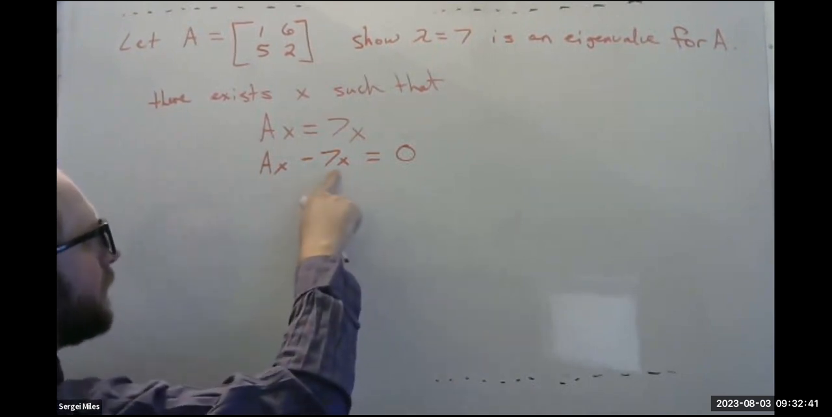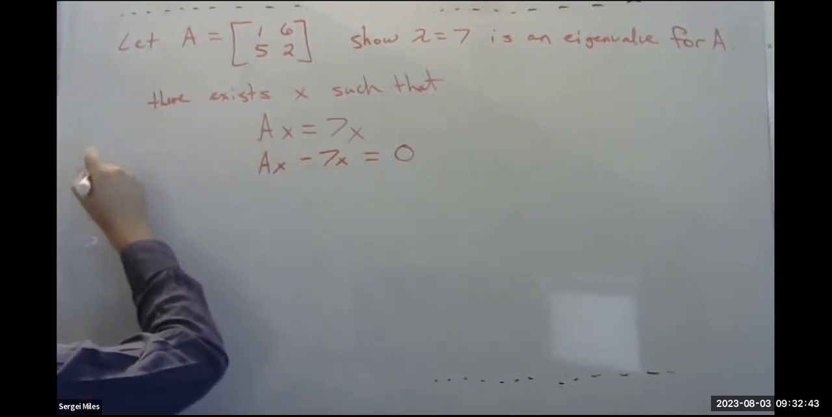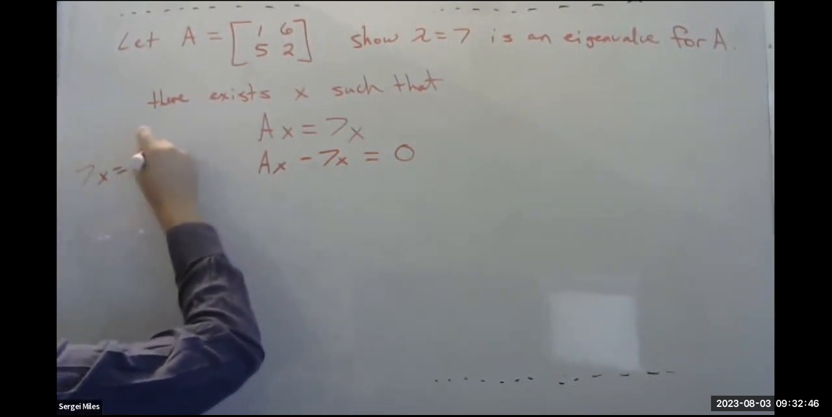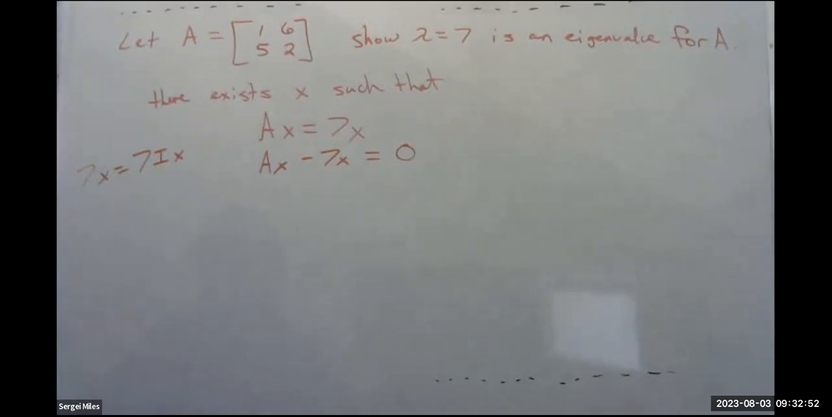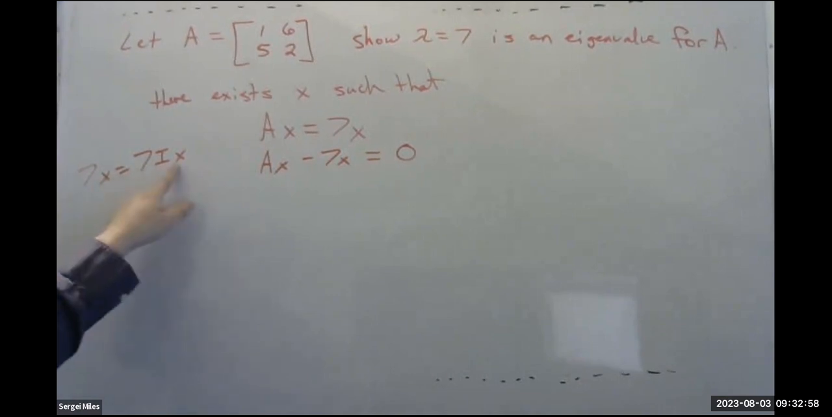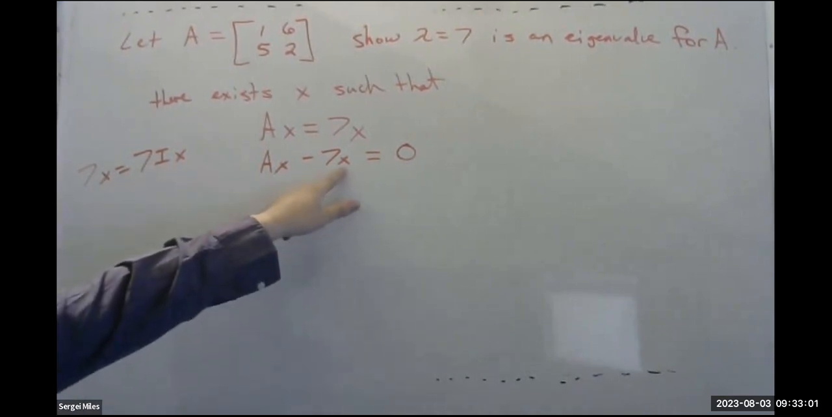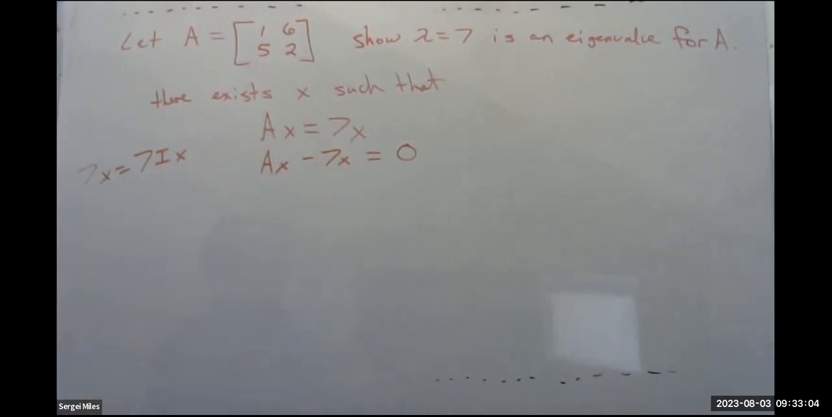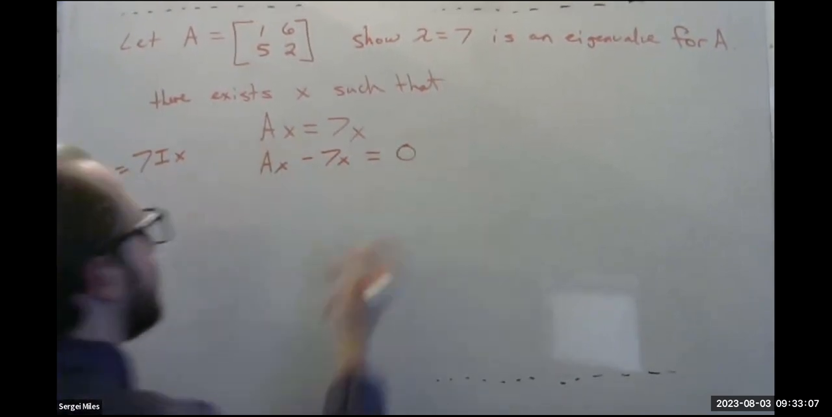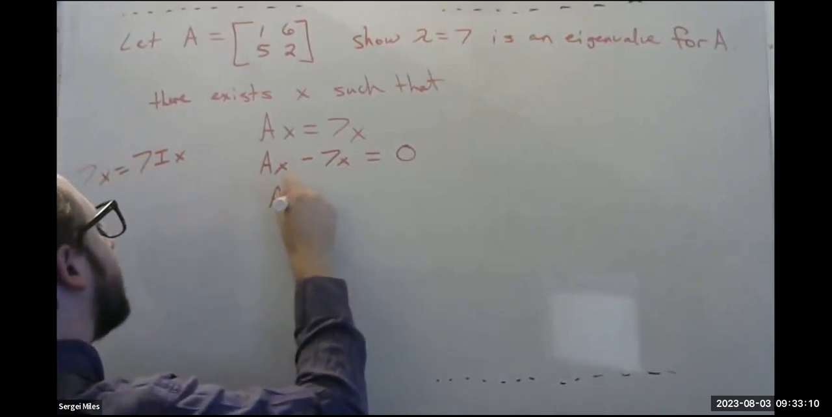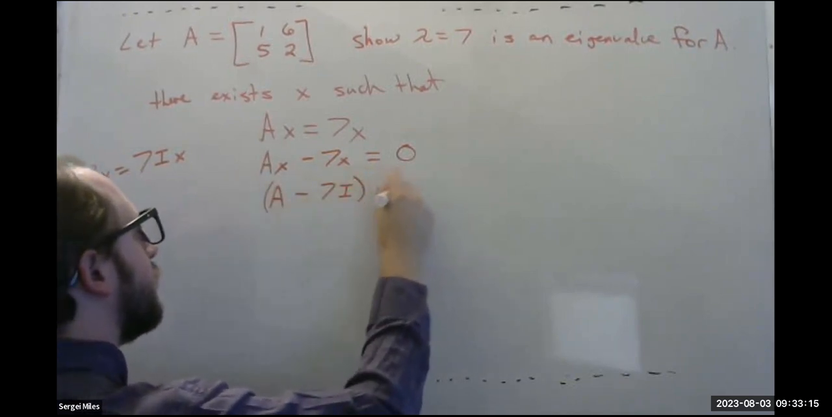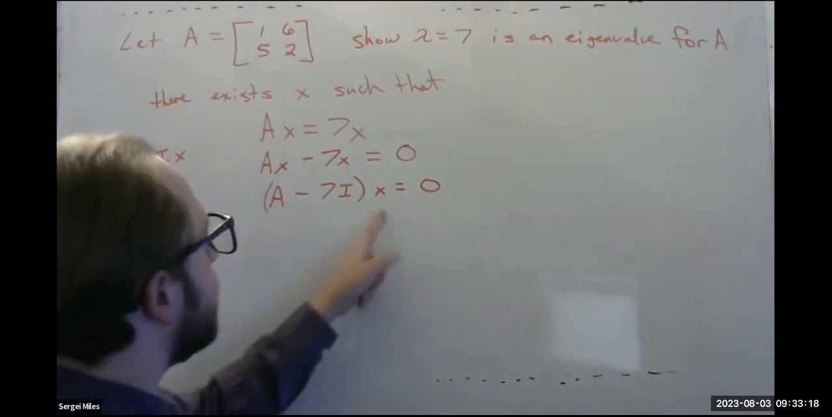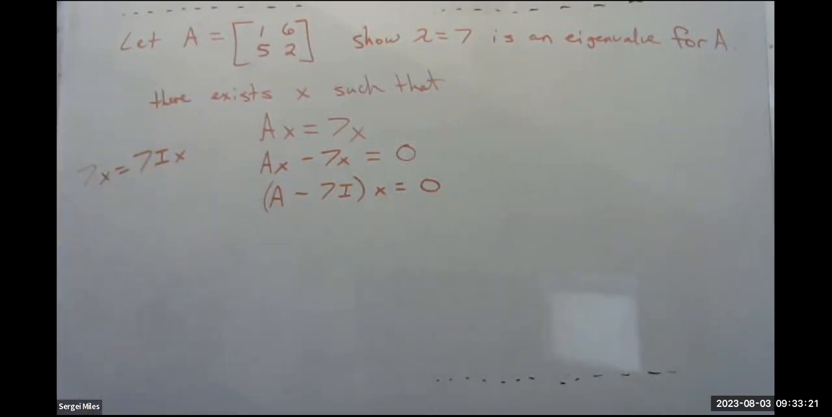I have a 7 times x. What does that mean? Well, 7 times x really has an implied 7 times the identity matrix times x, right? The identity matrix times x is really just x. So these two are the same things. So there is an implied identity matrix here. It's just not written. Why am I bringing this up? Well, when we factor x out to the right side, we're going to have A minus 7I. Now I have x as a single x, and I can solve for x now.